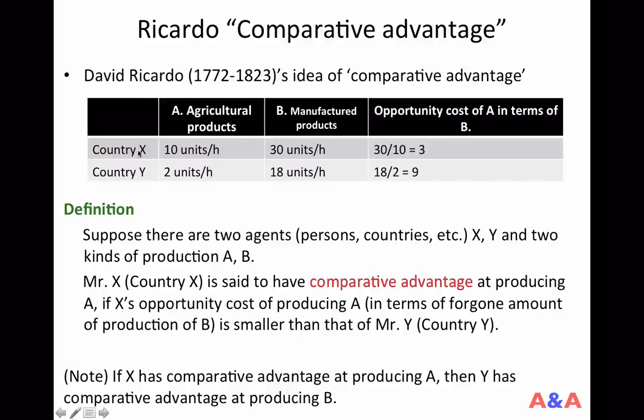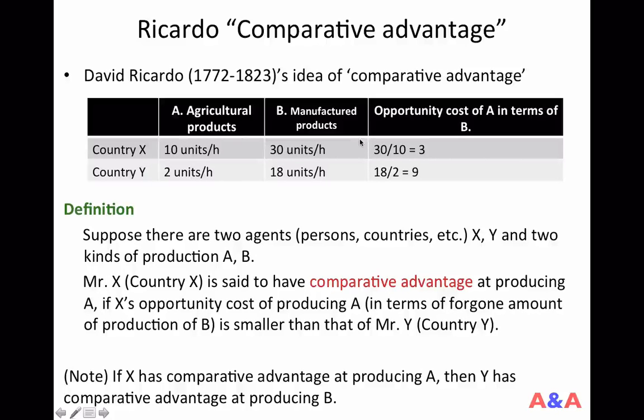The story will be completely identical even if we have country X and country Y rather than Mr. Quick and Mr. Slow. And instead of cooking and washing, let's say we have agricultural products and manufactured products. Let's say both countries have 1 million population and each person can work 10 hours a day. So that means that country X has 10 million hours, country Y has 10 million hours.